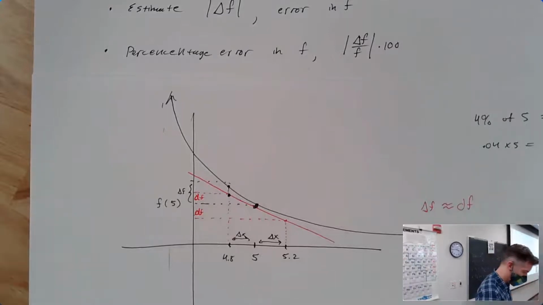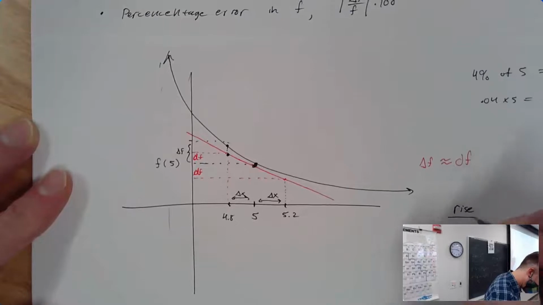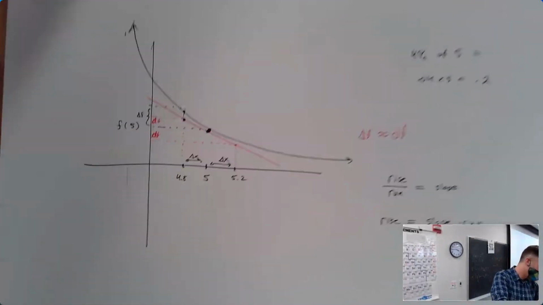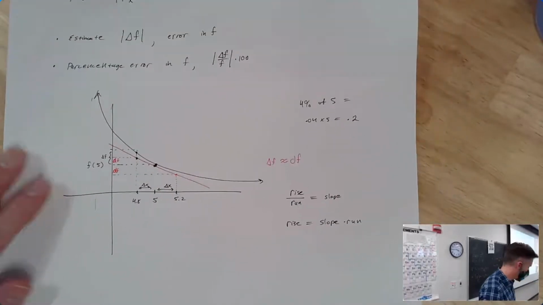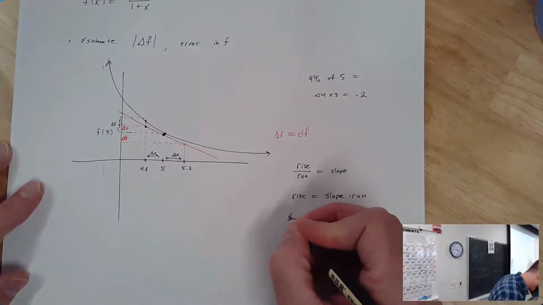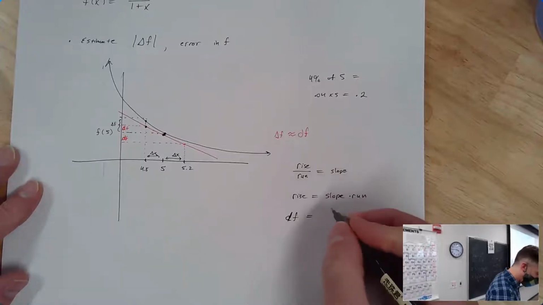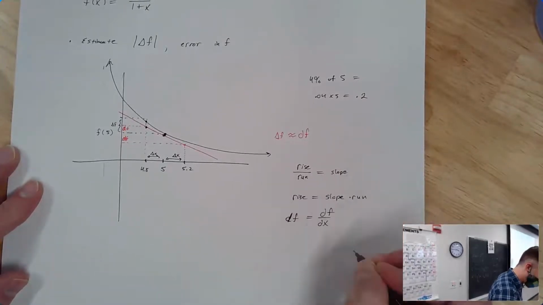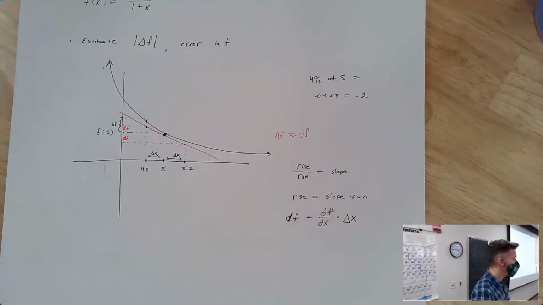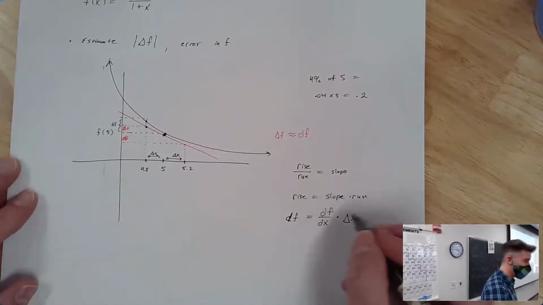Well, we can find the rise, because rise over run is the slope. So if we're just trying to find the rise, it's going to equal the slope times the run. Or in less vague terms, if we're trying to find the rise, that's going to be our df, and it's going to equal the slope, which is the derivative, times the run, which is the change in x. That's how we're going to approximate the error in the function. Again, this is just your slope times your run.